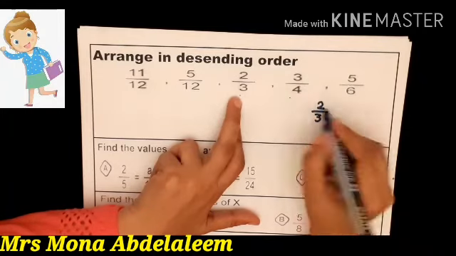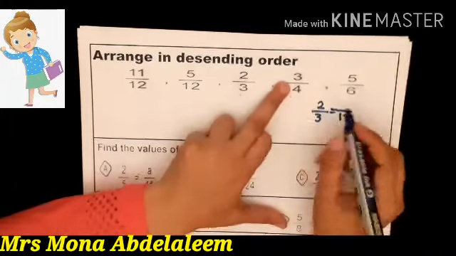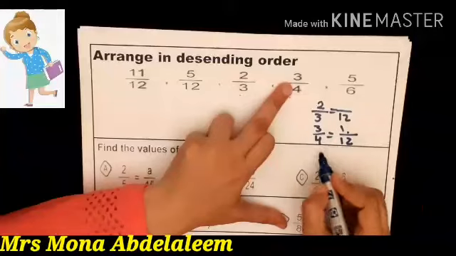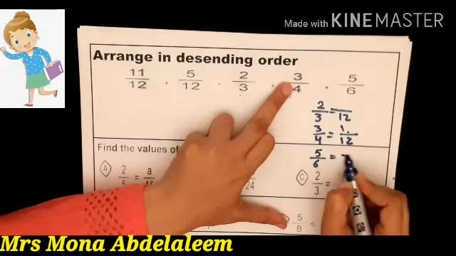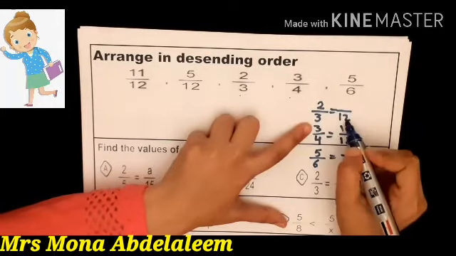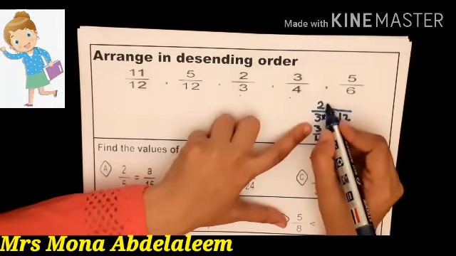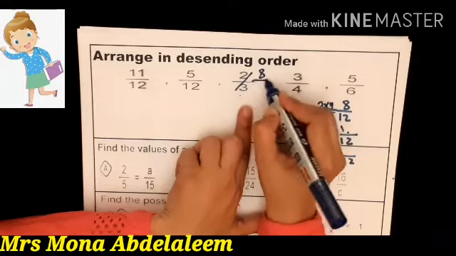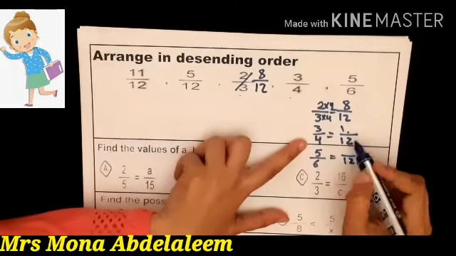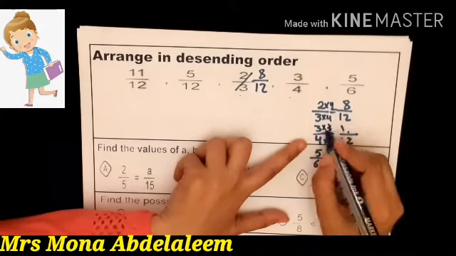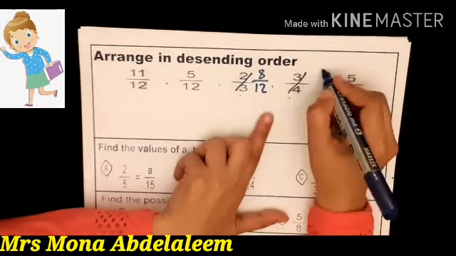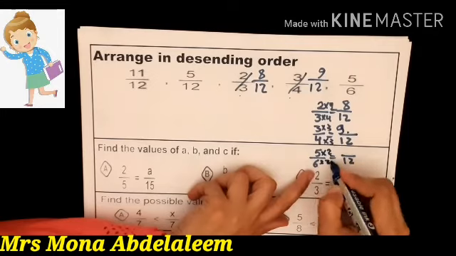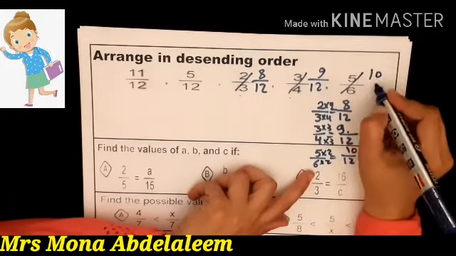اخد بقى اتش فراكشن 2 over 3 والدينومينيتور 12. 3 over 4 والدينومينيتور 12. 5 over 6 والدينومينيتور 12. ال 3 becomes 12. multiply what? multiply 4. 2 times 4 8. يبقى 8 over 12. ال 4 becomes 12. multiply 3. 3 multiply 3 9. يبقى 9 over 12. 6 becomes 12. multiply 2. 5 times 2 10. يبقى هنا 10 over 12.